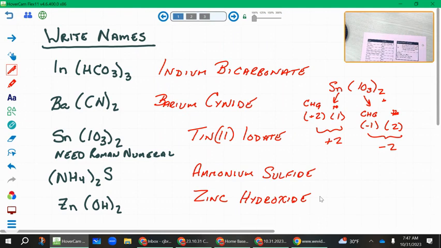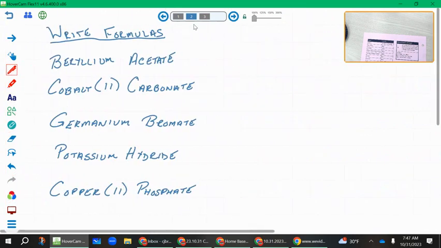Questions? All right. Then, ladies and gentlemen, now here comes the harder part. Write 5 formulas for these names. Go, ladies and gentlemen, go.